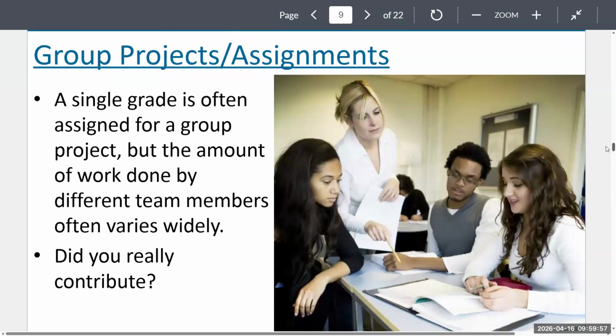Group projects. A single grade is often assigned for a group project, but the amount of work done by different team members often varies widely. Did you really contribute? I call this riding the wave sometimes when I assign students to a group. Again, there are some students who do a lot of work, and some students who just ride the wave. So you have to make sure that every member of your group is contributing to the project. You need to have a project manager of the group who oversees this, making sure everyone is contributing. If not, you need to bring it to the attention of the professor, okay?